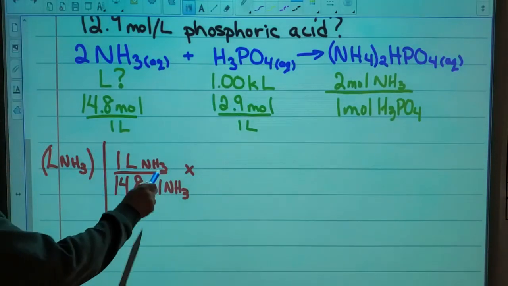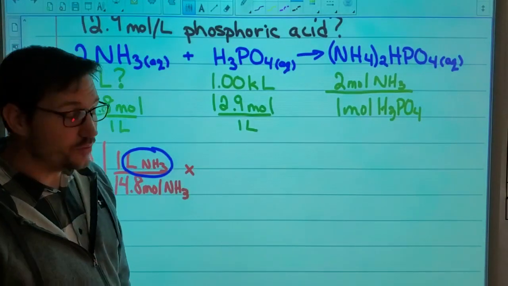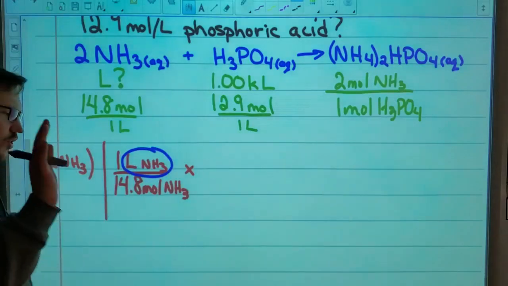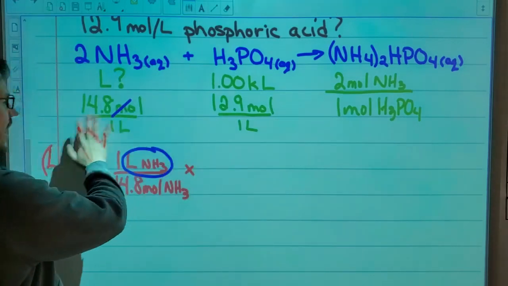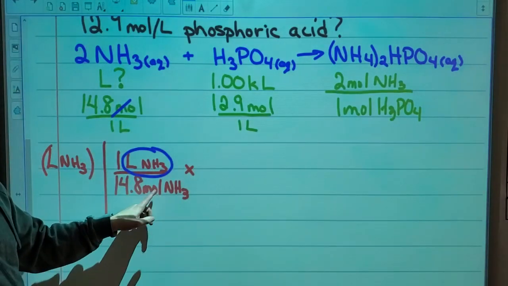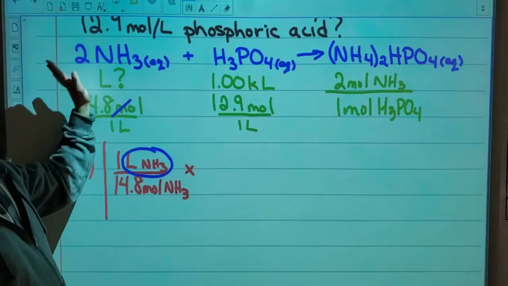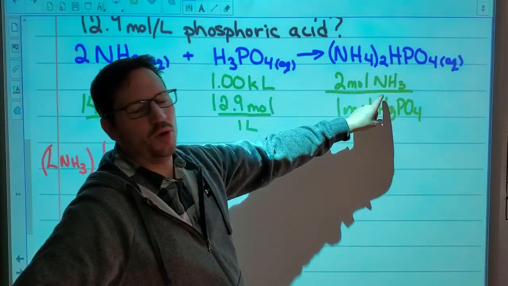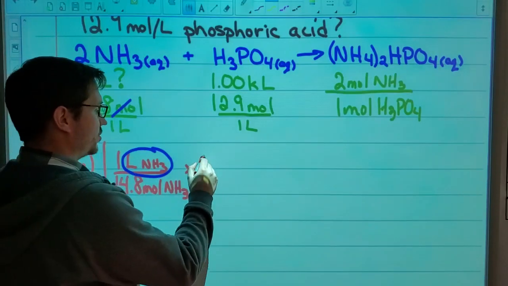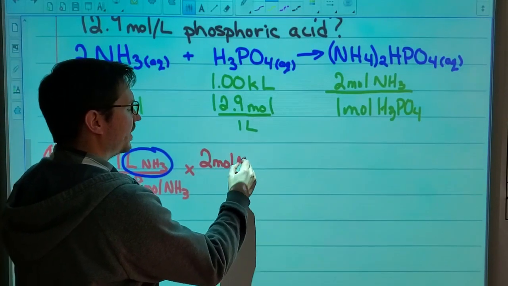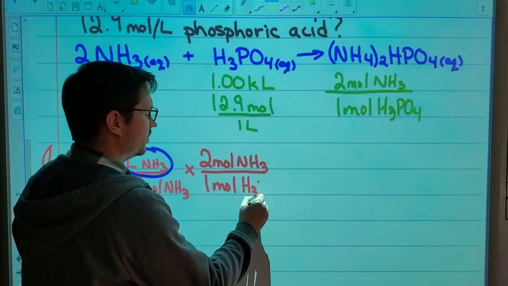So do I have the unit that I want on top? Yes. Now all I got to do is cancel out all the other units and then I'm good to go. How can I cancel? So I'm done with this unit, right? Done with that piece of information. How am I going to cancel moles of NH3? Well, I look under NH3. I've already used the moles, so I can't use it again. So I'm going to look for some other piece of information. Whoa, lo and behold, our molar ratio has moles of NH3 in it. So 2 moles of NH3 over 1 mole of H3PO4.